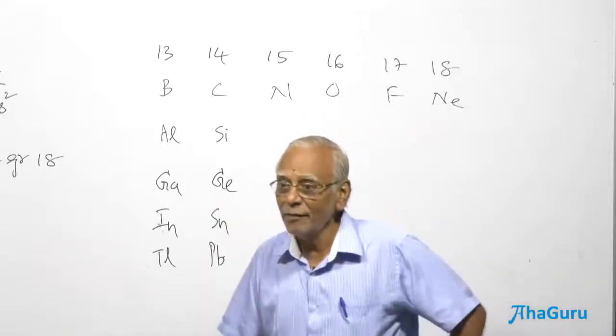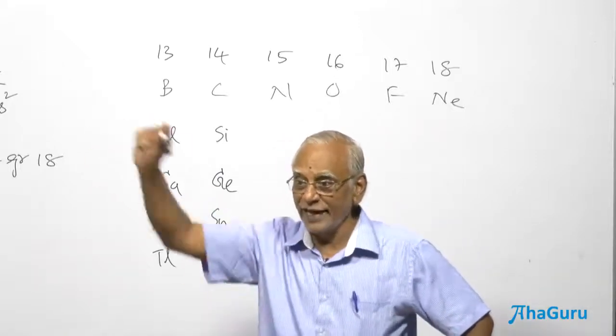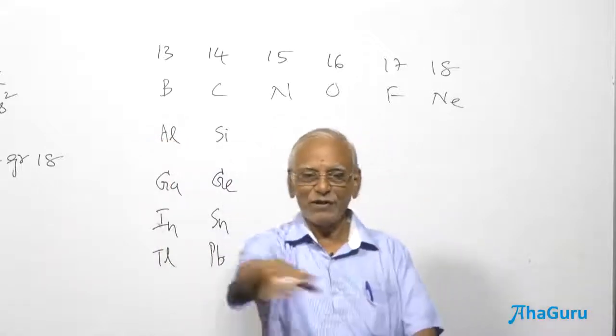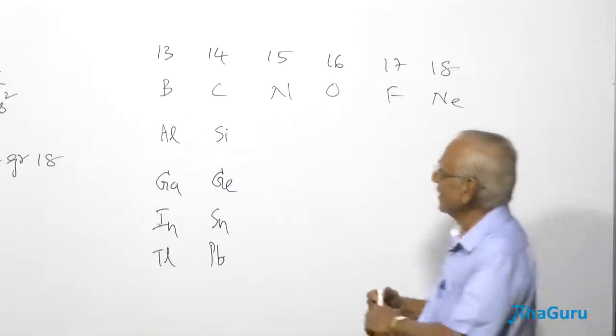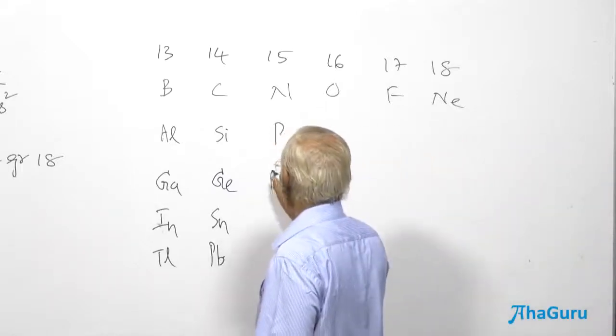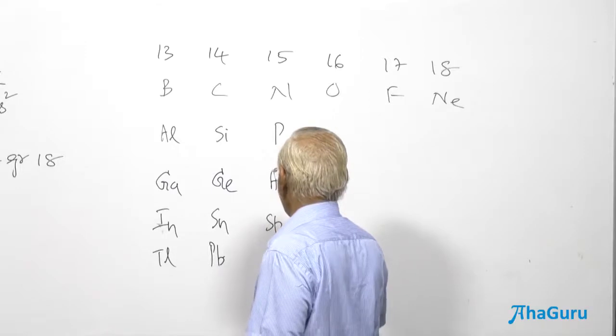This comes in the competitive examination. Which of the following is identified as Eka silicon? They give you 4 answers. One of them is going to be germanium. Nitrogen, phosphorus, arsenic, antimony and bismuth.